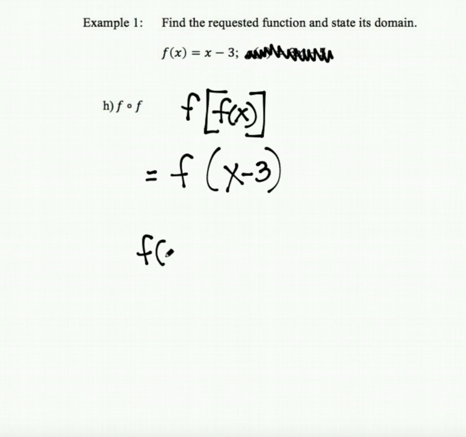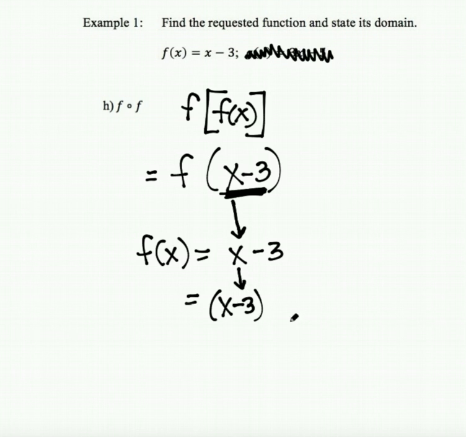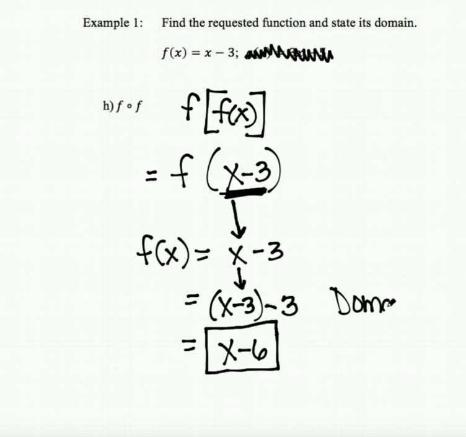So let's write out my function. F of x is equal to x minus 3. So I'm going to take this x minus 3 right here, and I'm going to plug it in for that x. That's going to give me x minus 3. Again, I'm taking that x out and putting the new stuff in. And then I still have this minus 3 out here. When I simplify, I'm left with x minus 6. That is my new composite function. Again, no restrictions, so my domain is negative infinity to infinity.